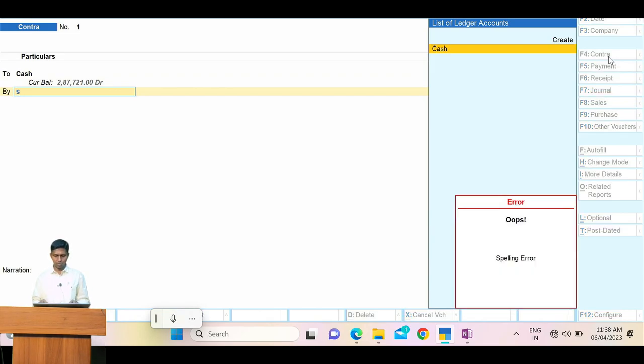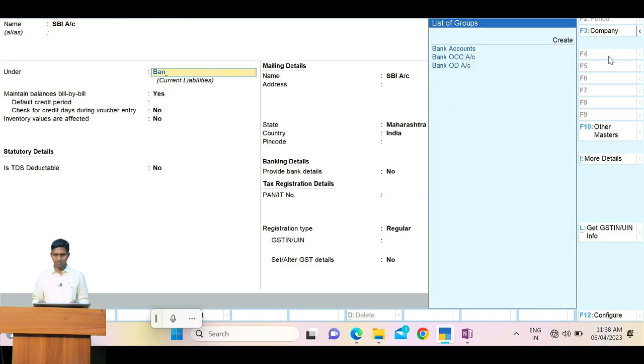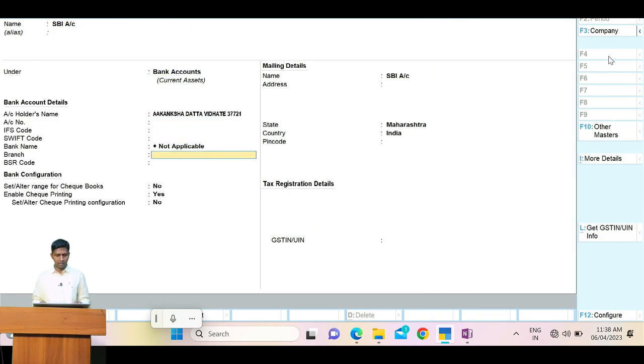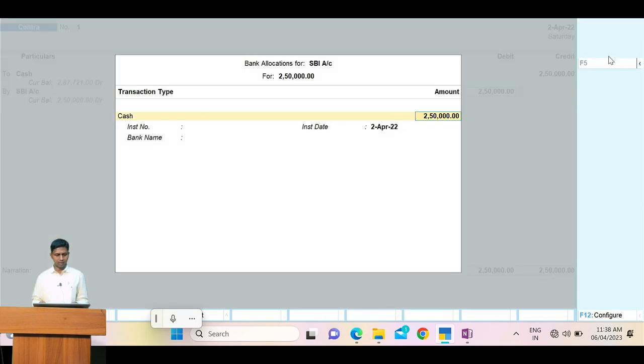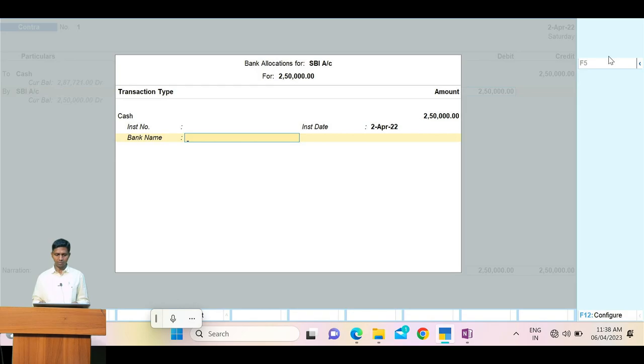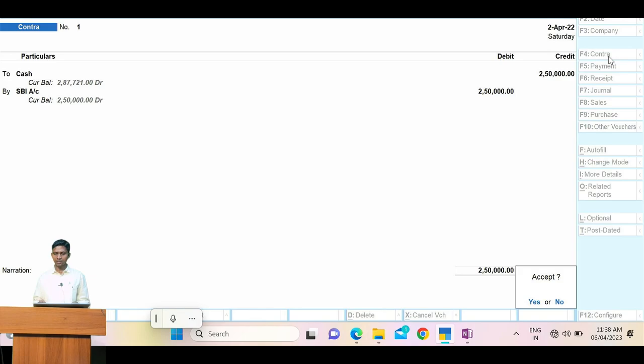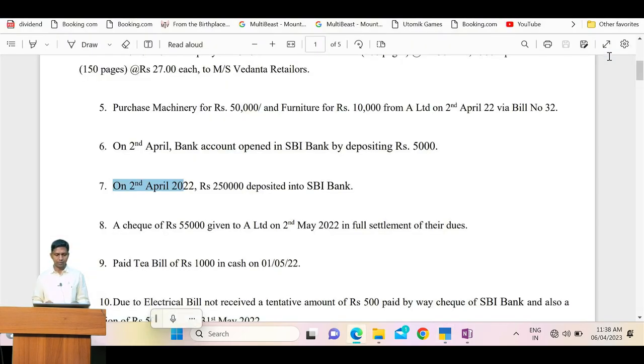Try to type SBI. You will not get. That means that ledger is not there. Create SBI account. SBI is what? A bank, therefore in bank group, and then no need to provide other details. Enter. Now if you know the denomination, you can fill, otherwise just say and select or control A, select everything. Narration, if you want, no need actually. Enter, accept. We have deposited.